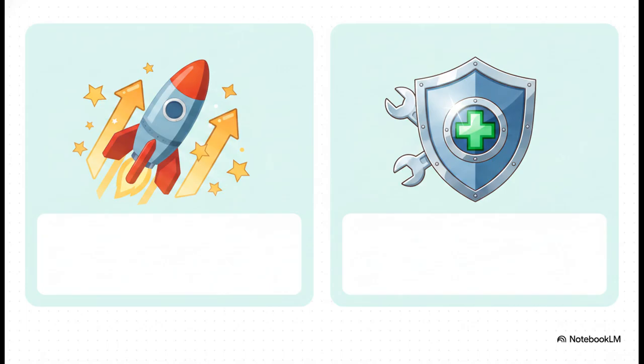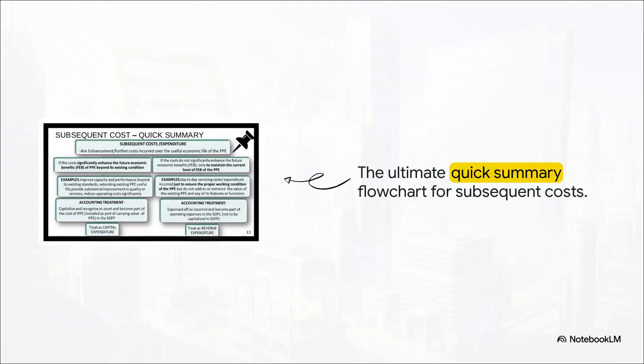If you can just remember this basic split, you are literally already halfway to scoring an A. Now, what's really interesting about this next bit is how it maps out exactly what FFRS 116 requires you to do. It's basically the perfect cheat sheet. Whenever you face a subsequent cost, just ask yourself, does it significantly enhance future economic benefits? If yes, follow the path to capital expenditure, like improving a machine's capacity. If no, follow the path to revenue expenditure, like your day-to-day servicing. It's just so beautifully organized.